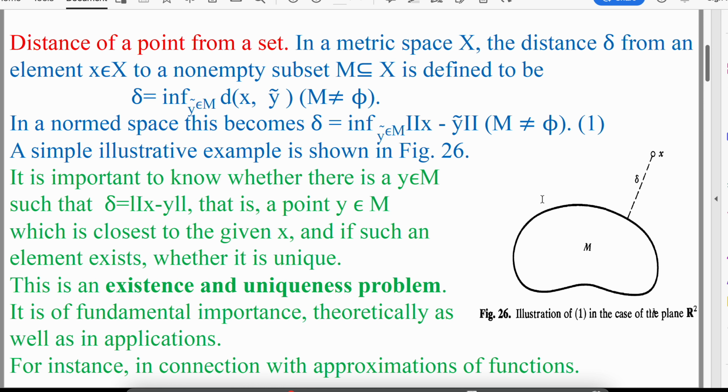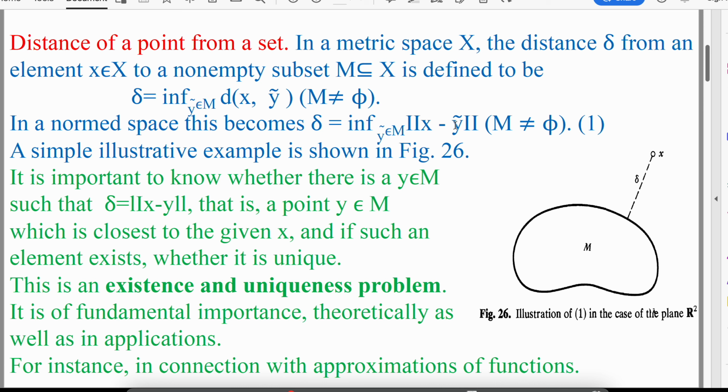If instead of a metric space we have a norm space, then this distance is defined as the infimum of norm x minus y bar, where y bar belongs to M. Because in a norm space the metric is defined in terms of norms, meaning d(x, y) is equal to norm x minus y. So this definition in a norm space is equivalent to this. So delta is equal to the infimum of norm x minus y bar, y bar belonging to M.